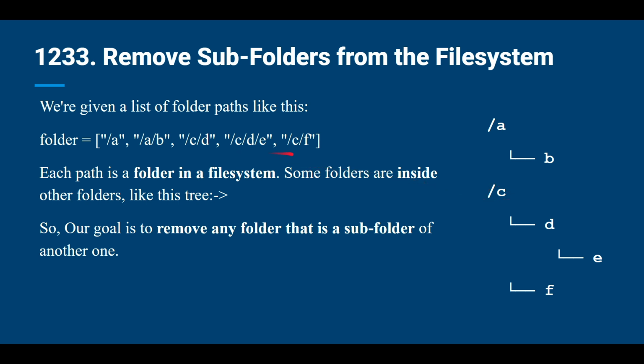And similarly for /c/d/e, there is a nested folder. And similarly we have /c/f. So C has one subfolder D, another subfolder F, and D has another subfolder E. So we can represent it like this, and I hope you understand this folder file system that we have, whether it's a Mac or a Windows system.